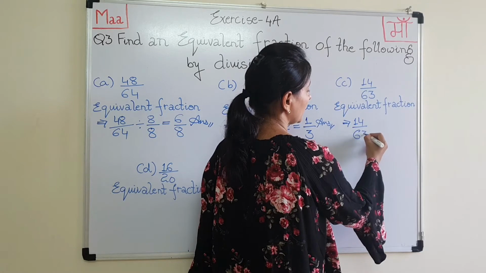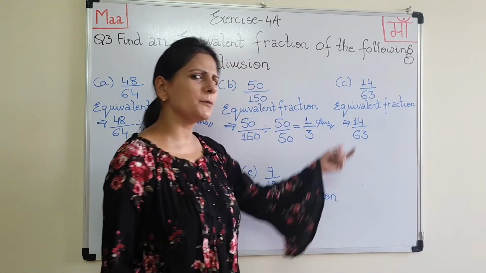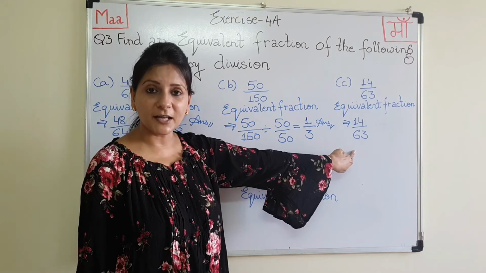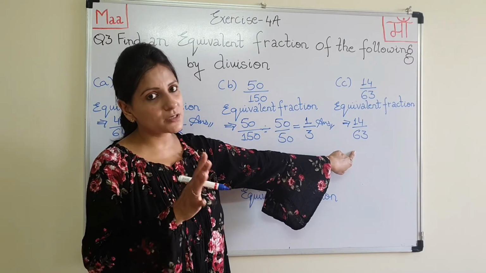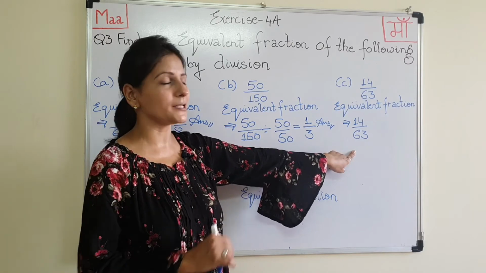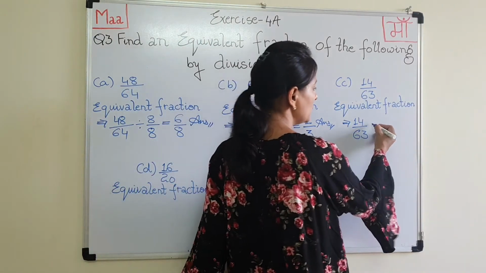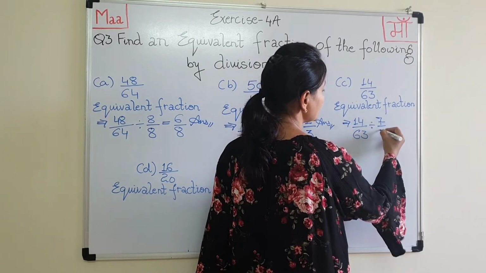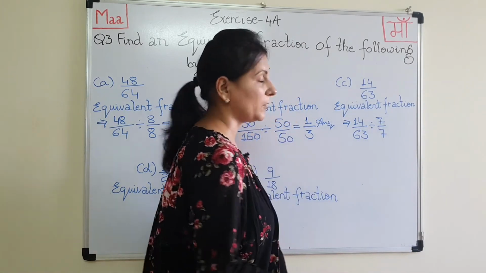Now again you have to find in which table 14 and 63 comes. Yes, it comes in the table of 7. For this, tables should be clear in your mind. आपको tables आनी चाहिए, तभी आप इसको easily solve कर सकते हो. So आप divide करेंगे इसको 7 and 7 से. Numerator and denominator will be same.